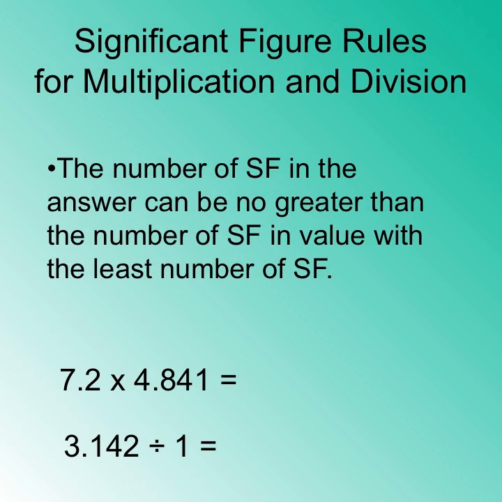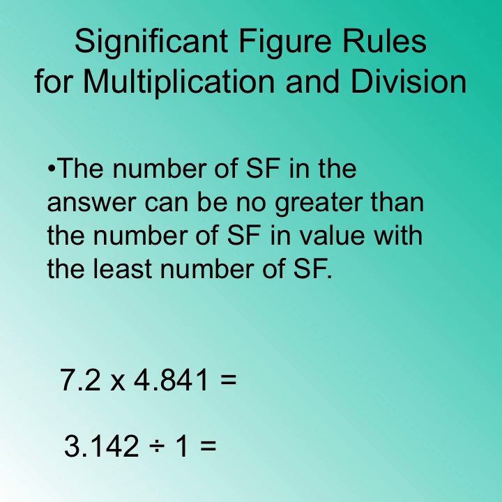Alright, the multiplication and division rule actually does have you pay attention to the number of significant figures, and it states that the number of significant figures in the answer can be no greater than the number of significant figures in the value with the least number of significant figures. Again, pretty darn verbose, but we'll work it out. Notice I was lazy and I used the same numbers as on the previous slide, and I just replaced a plus sign with the multiplication sign and a minus sign with the division sign. You like that? I'm pretty crafty that way.